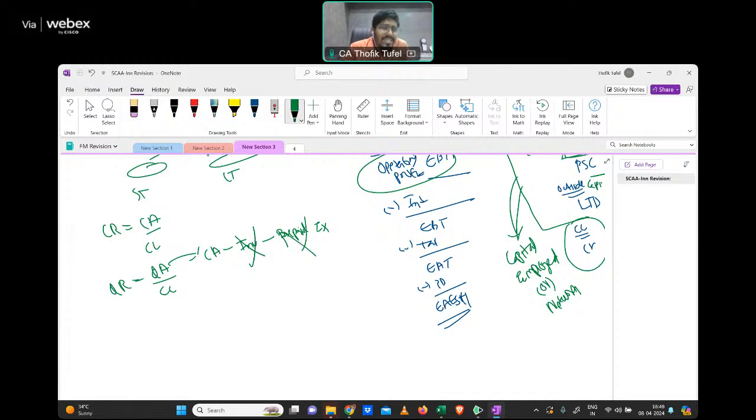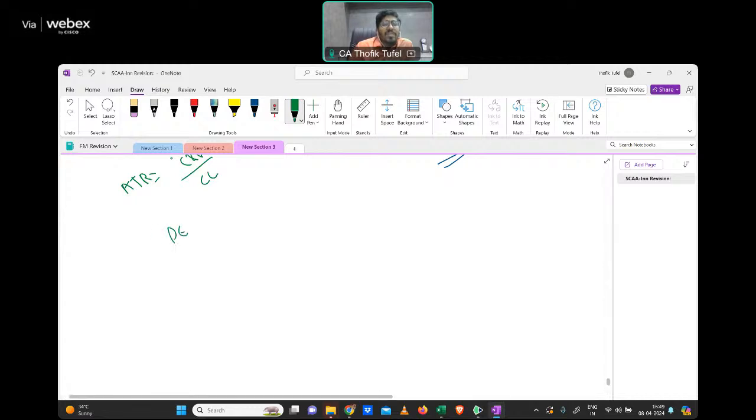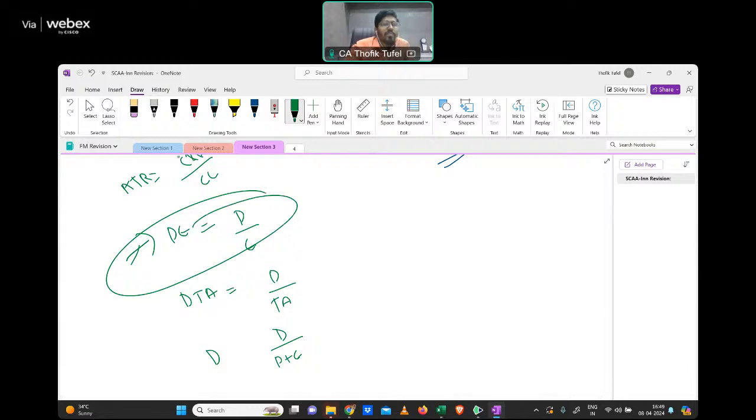So one more is the absolute liquid ratio. The absolute liquid ratio is nothing but cash and bank balances divided by current liabilities. Okay, all these are short-term liquidity ratios. Long-term liquidity ratios: debt equity ratio is debt divided by equity. Debt to total assets ratio, so debt divided by total assets. Debt to total liabilities, so debt divided by debt plus equity. All these are long-term. The main one is the debt equity ratio.